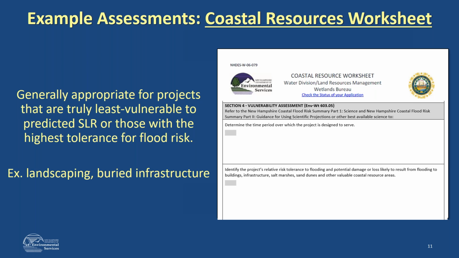This worksheet basically just outlines those steps, gives you a short text box, and I've found that it's generally appropriate for projects that are truly least vulnerable to predicted sea level rise, or those with the highest tolerance for flood risk. So landscaping projects in tidal buffer zones, or buried infrastructure that has a low sensitivity to inundation. And the form kind of gives you that rough outline to run through the steps and provide a basic analysis.